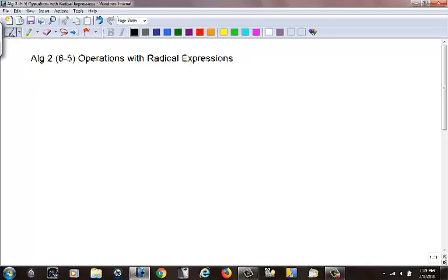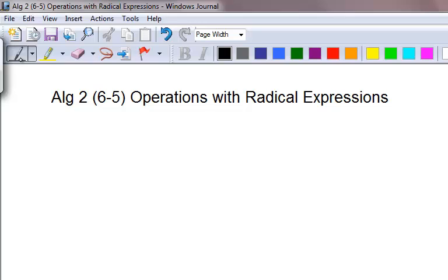Okay, this is section 6.5. We're going to split this up into at least 2 days of notes, maybe 3. This is on operations with radical expressions. You probably did a little bit with adding and subtracting radicals in maybe Algebra 1, but we're going to go through what they call the product property and the quotient property and simplifying radicals.